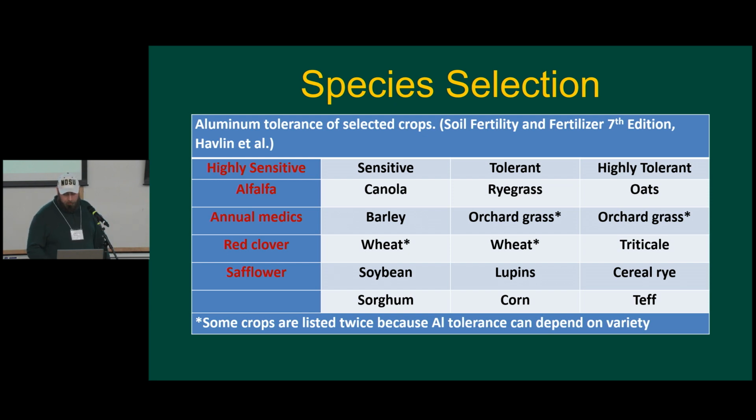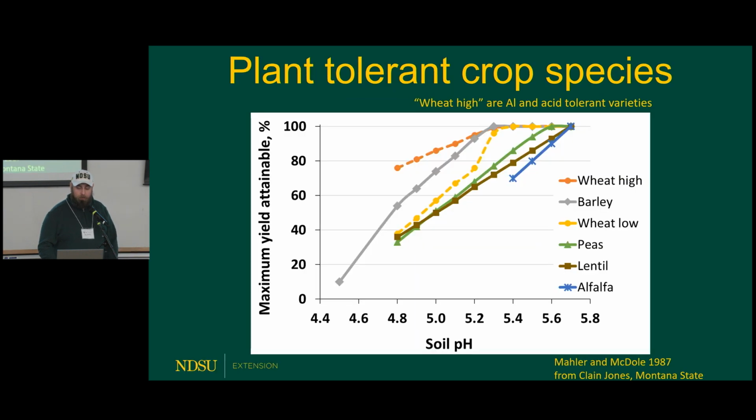So, all right. So, species selection is important. There's some pretty major differences in how that's impacted. And then within those species, right? So you see a wheat high in the orange and a wheat low in the yellow. That species selection and that cultivar selection is very important.